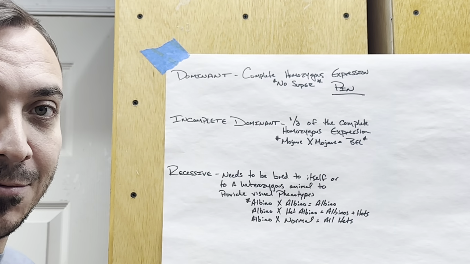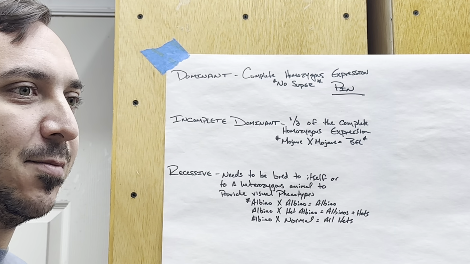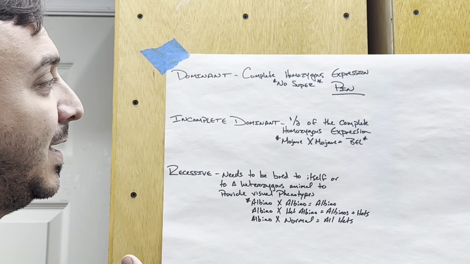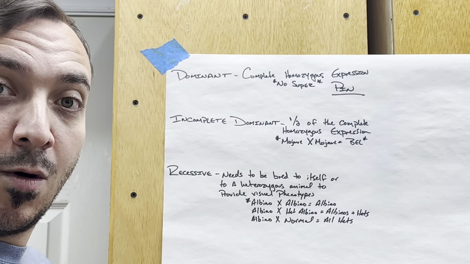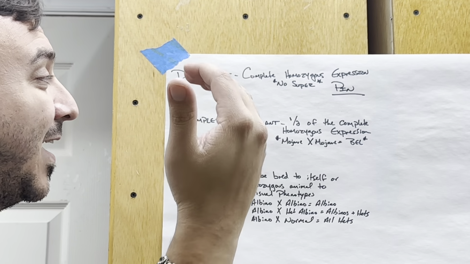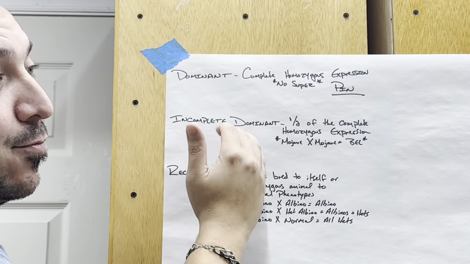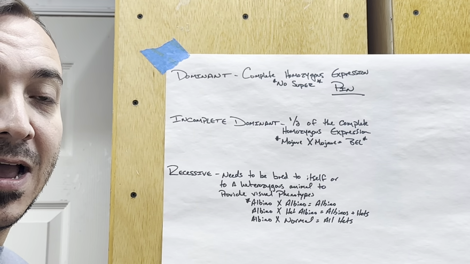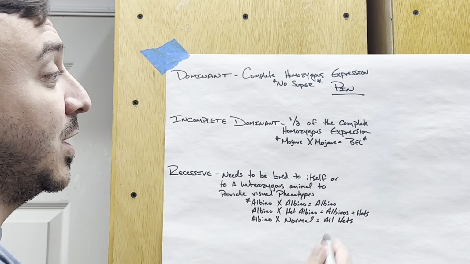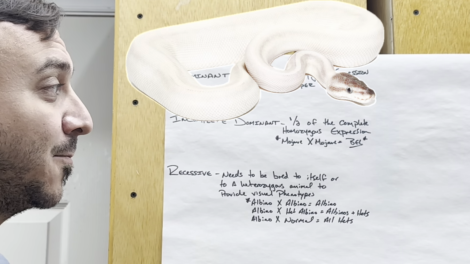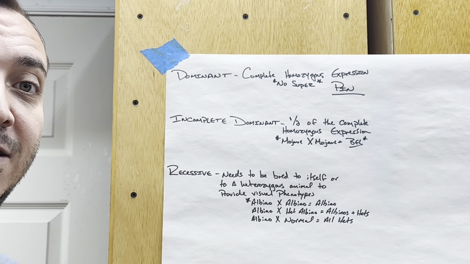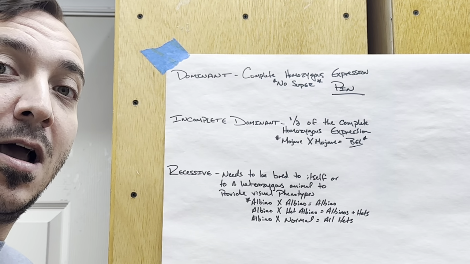An incomplete dominant gene. Let's change this up a little bit. Let's think about Mojave or lesser or butter, right? If I breed one of those to a normal, I'll make more Mojaves and I'll make normals. Now, if I take that Mojave and breed it to another Mojave, I'm going to get Mojaves and the super form, which is the blue-eyed leucistic. So the blue-eyed leucistic is the complete homozygous, the complete dominant variation of Mojave.